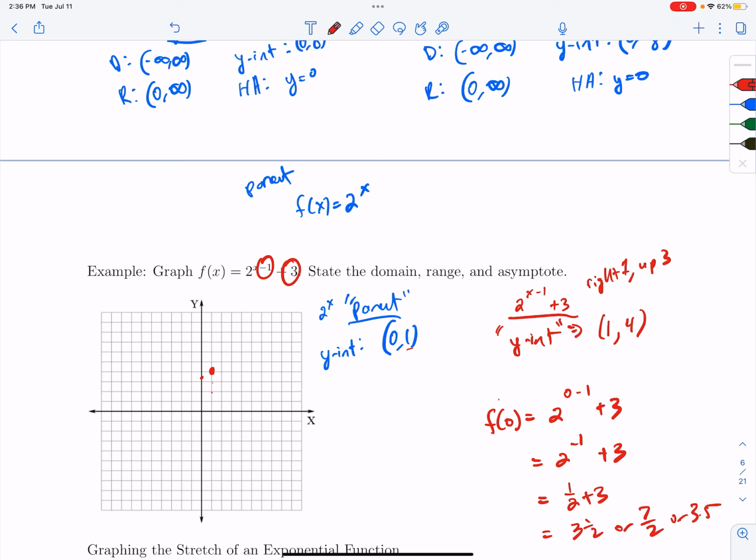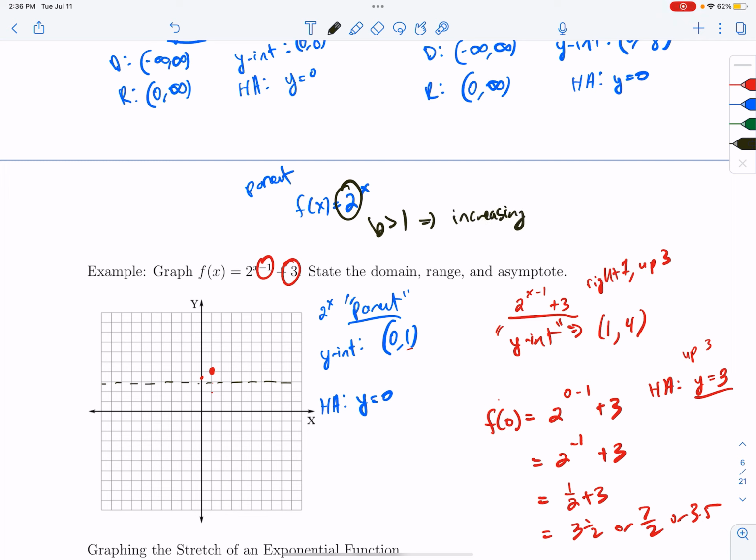But we can also think about what the horizontal asymptote was on the parent function. The horizontal asymptote for the parent function was y equals 0. On the new function, I'm shifting up 3, so my new horizontal asymptote is y equals 3. Doing it in a different color, my horizontal asymptote is on this y equals 3. And the last thing to remember is that because this b value is greater than 1, this graph is increasing. That makes sense for the points I've plotted so far.